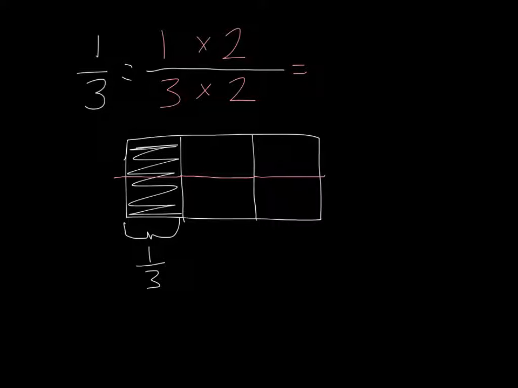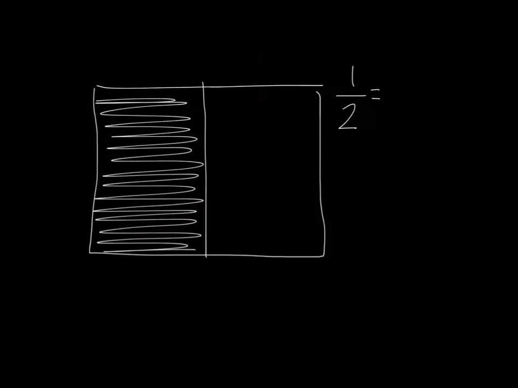Now when I multiplied this across, 1 times 2 is 2, and 3 times 2 is 6. And you can see in my area model that that is exactly what I show. I show that I have 6 equal parts and 2 of those parts are shaded. Now we're going to do that again with another fraction.